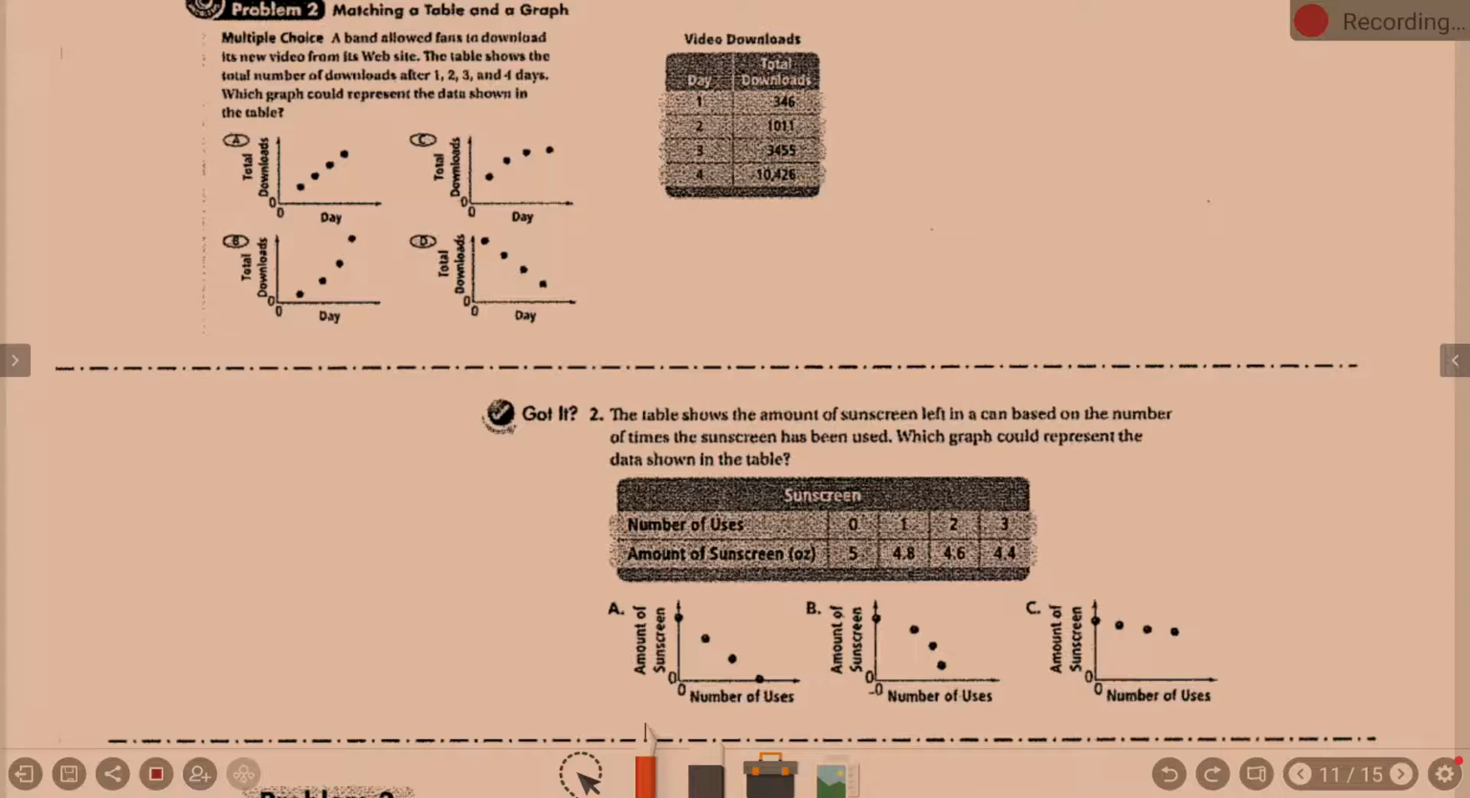Okay, problem 2 here. It's a multiple choice problem, so you guys should like it, right? Keep in mind, Math Excel is going to be some multiple choice, so that will be nice. A band allowed fans to download its new video from its website. The table shows the total number of downloads after 1, 2, 3, and 4 days. Which graph could represent the data shown in the table?